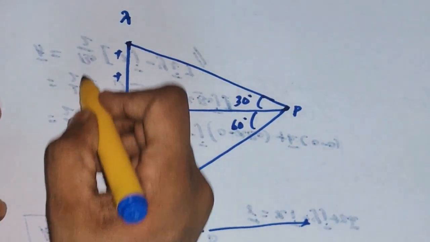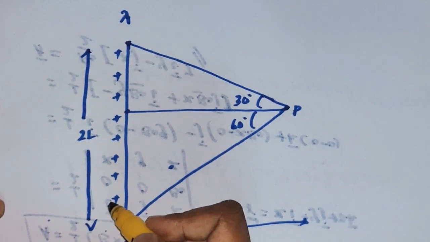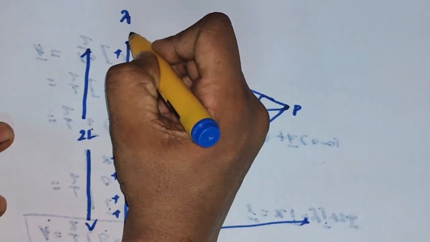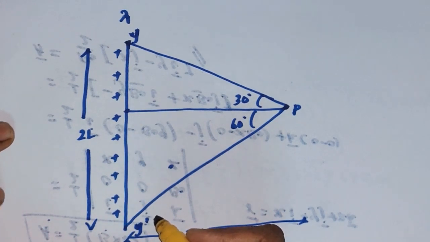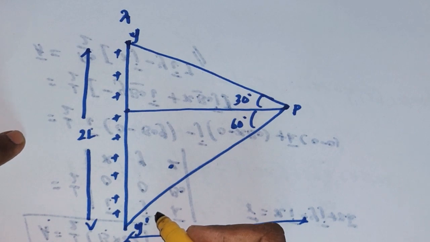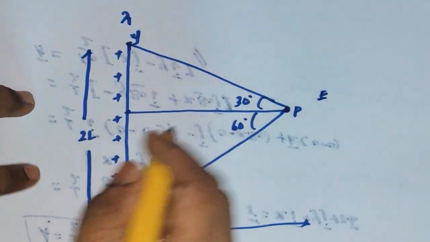Then the length would be 2L, along the y-axis, y prime. They're having the charge density lambda. So what is the electric field intensity at a point P? They are asking what is the E at a point P.